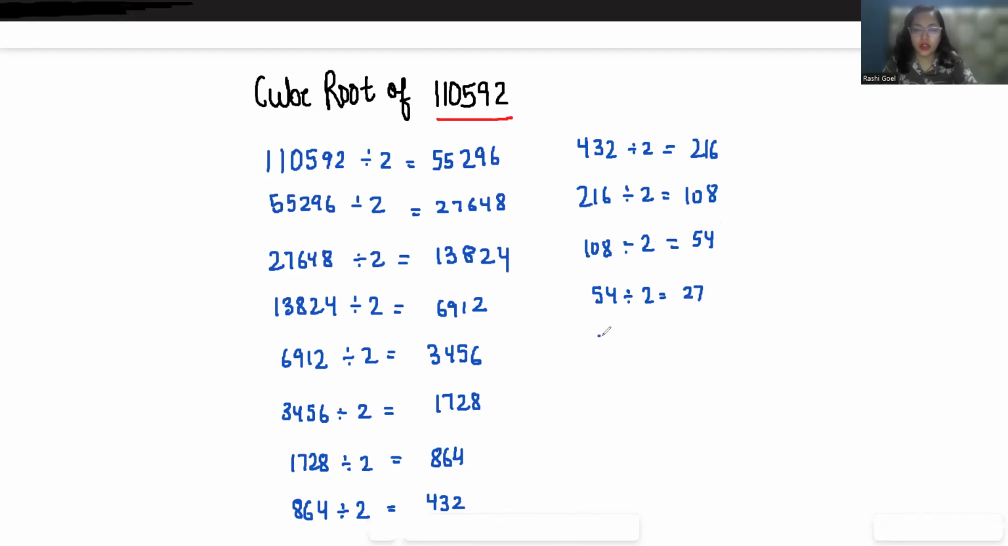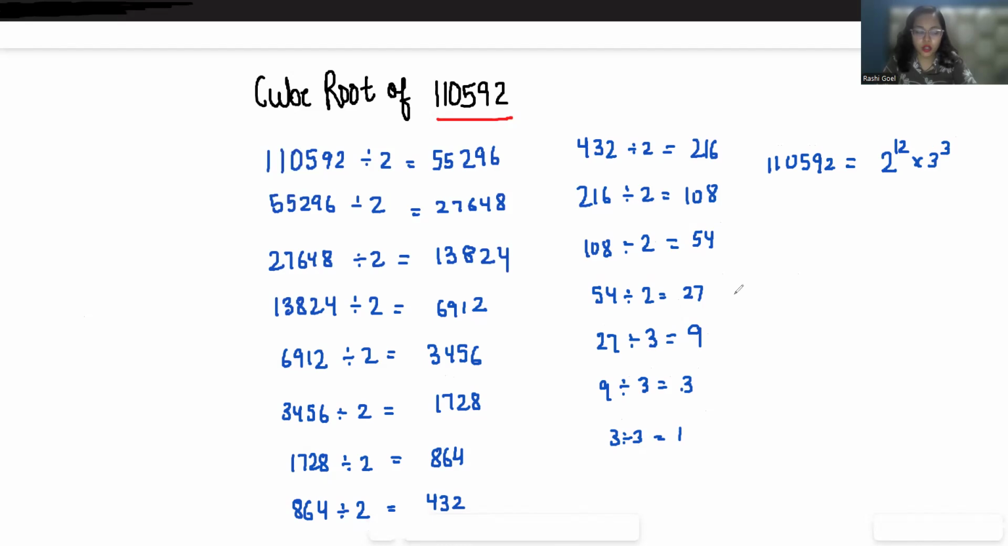Now go with 3. 27 divided by 3 gives 9. 9 divided by 3 gives 3. And 3 divided by 3 gives 1. So the prime factorization of 110592 is 2 power 12 times 3 power 3.